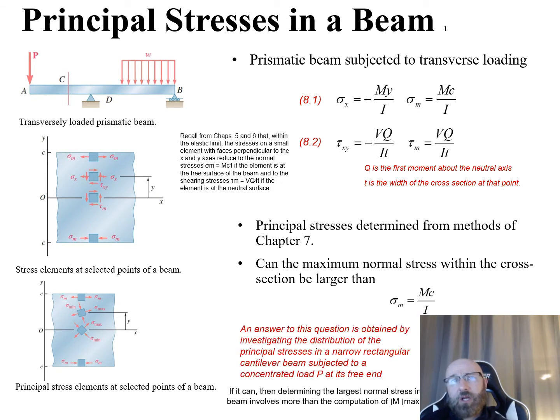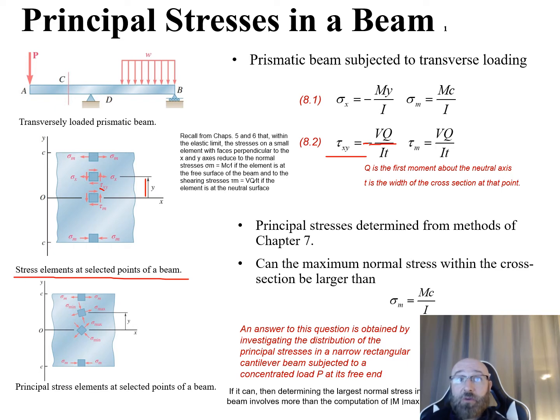Now, if we want to take a look at our shear stress rather than our normal stress, we can go to our equation 8.2. So in 8.2, we have our τxy. We can look back over here at our diagram for stress elements at a selected point on our beam. There's our τxy right there. We see that this element is our distance y off of our neutral axis here. And this is given by a relationship of negative V times Q over It, where V is our shear, Q is the first moment about the neutral axis, I is our moment of inertia, and t is the width of the cross section at that point.